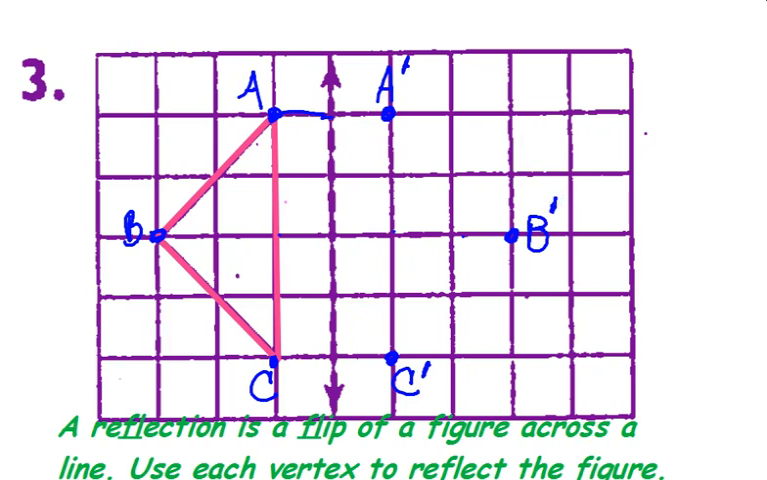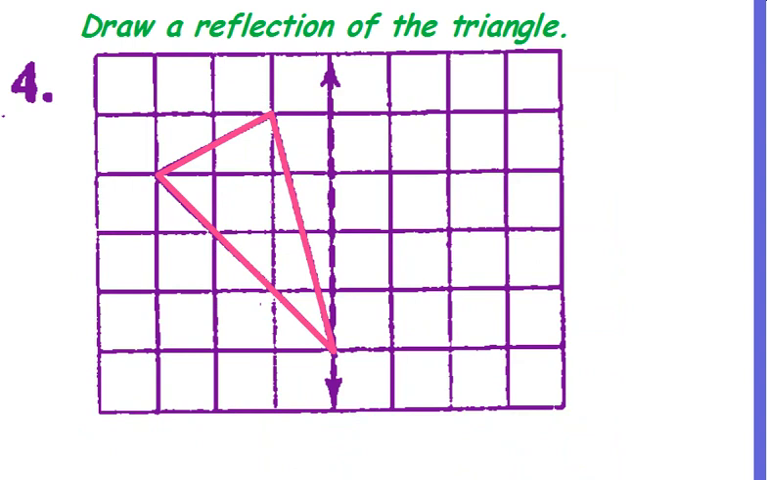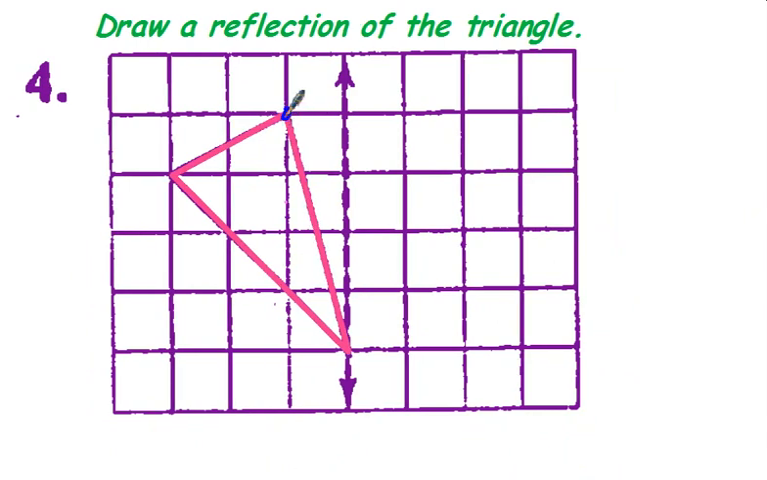Now again, you'll need to use a ruler to connect your new vertices. And you should have a reflection over your line of reflection there. Another line, here we go. Make sure you name your vertices. Let's do A, B, and C again.